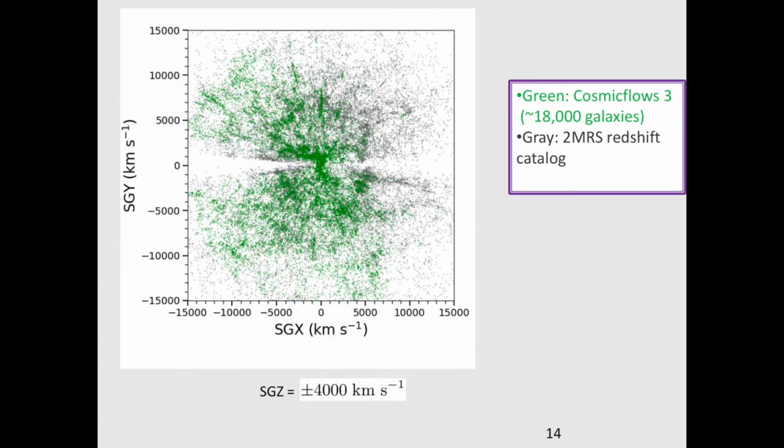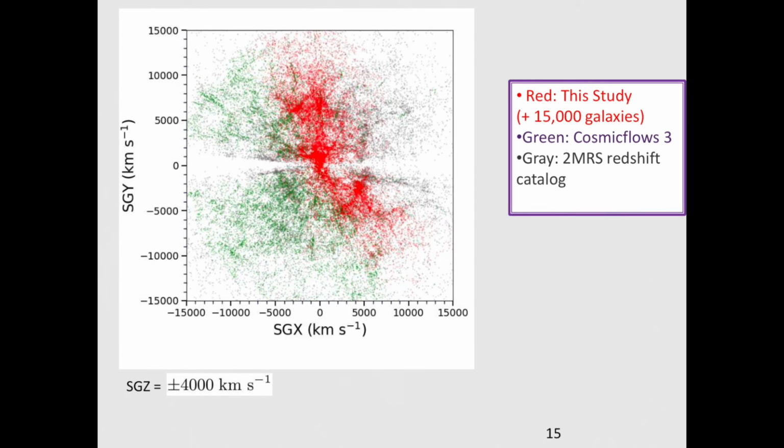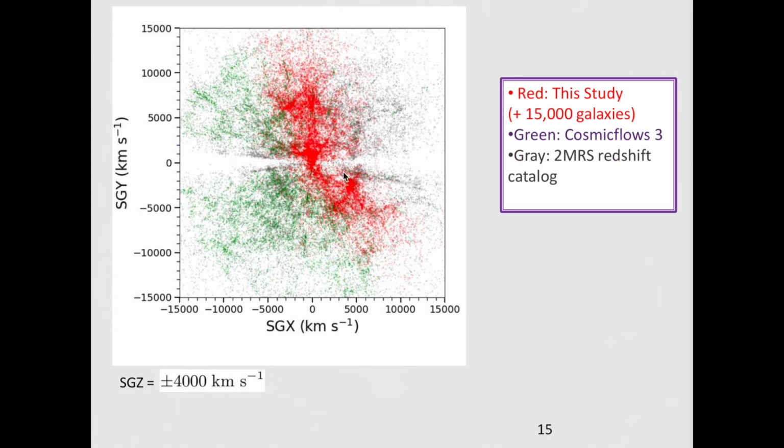This plot shows the distribution of galaxies in the currently available Cosmicflows 3 data catalog. The green points mainly cover the southern part of the sky. My current study mainly focuses on the northern part of the sky, where we have both radio and optical data. This study complements the previous Cosmicflows 3 catalog. These cones along the x-axis show the planes that are obscured by the Milky Way.